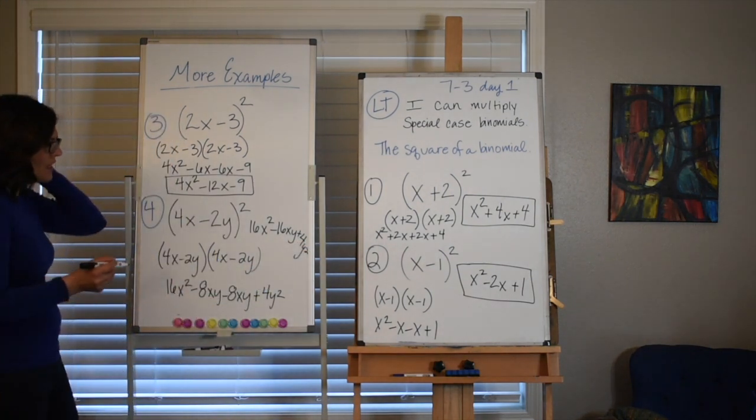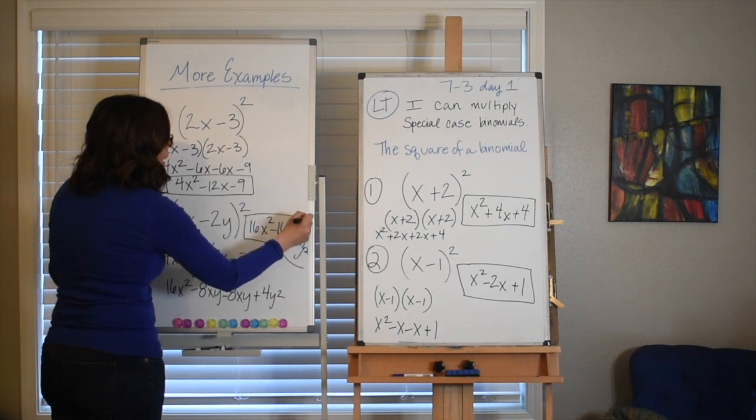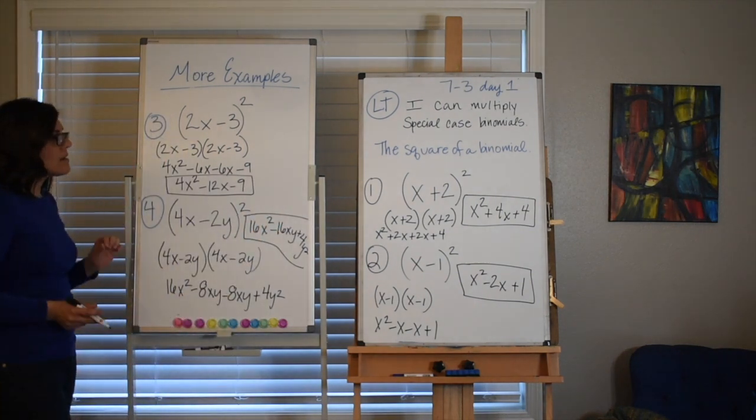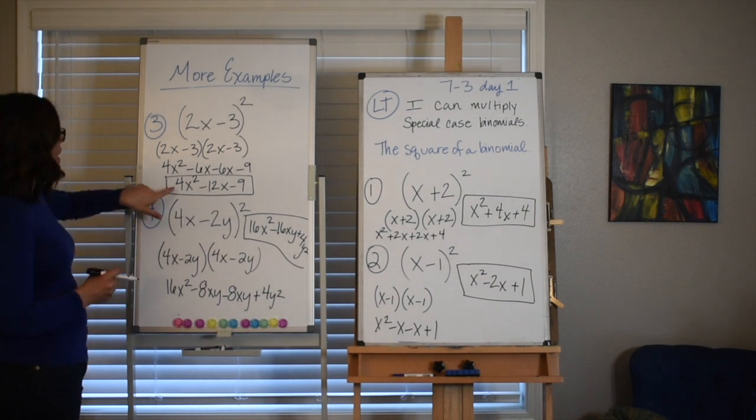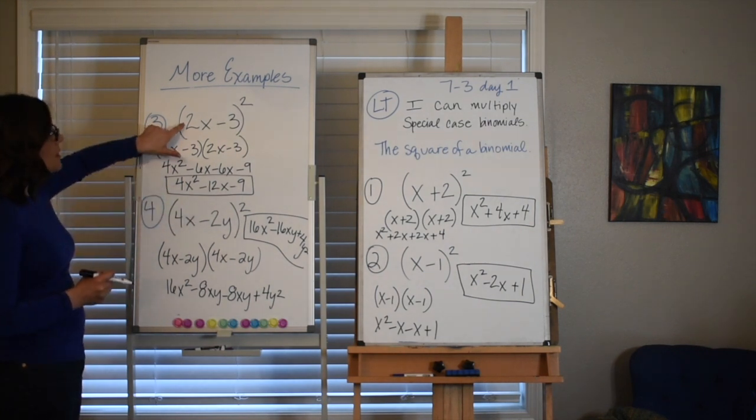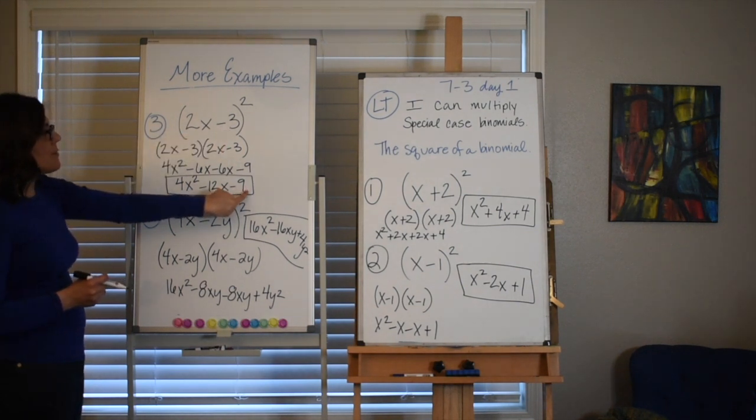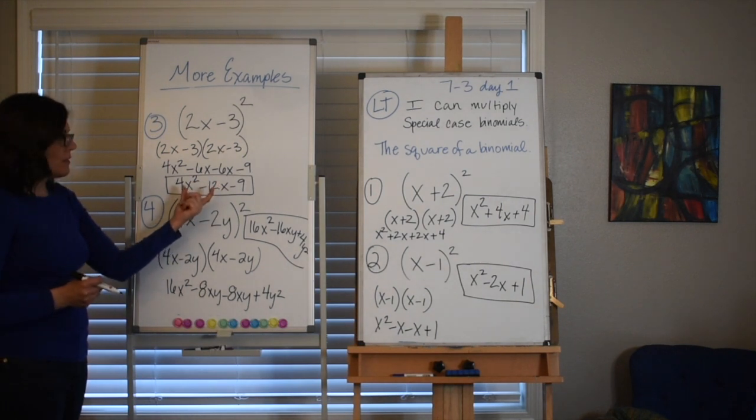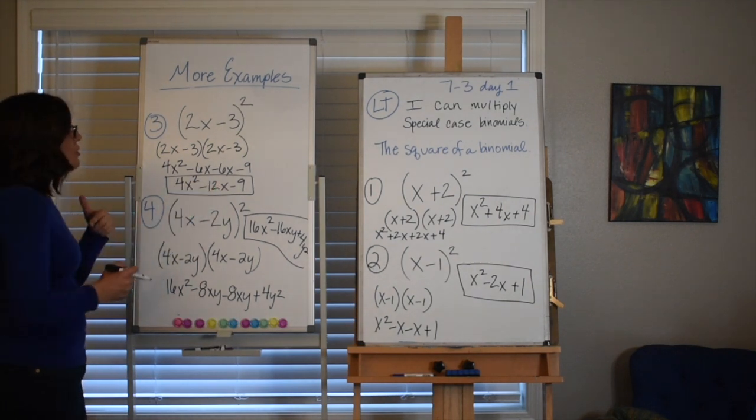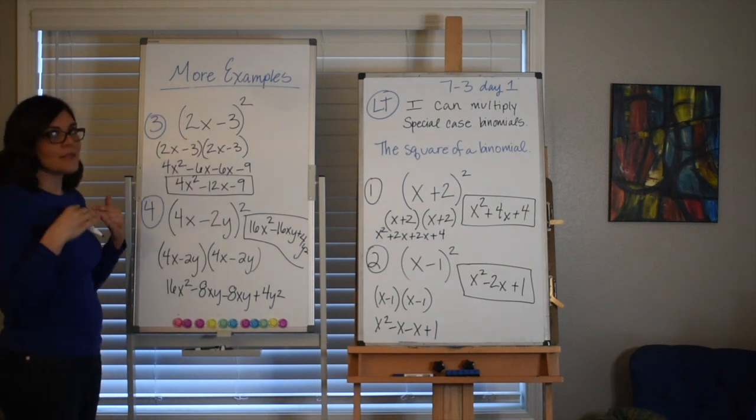Okay, so here's what I want you to look at in terms of the pattern. The pattern I want you to see is the beginning number and the last number. The beginning is always going to be a square of this. The last number is always going to be a square of that. My middle term is something different, okay? What you'll notice is it's the first term times the second term and doubled.